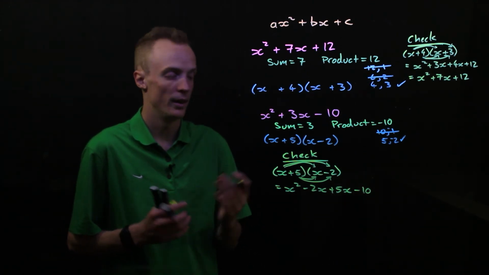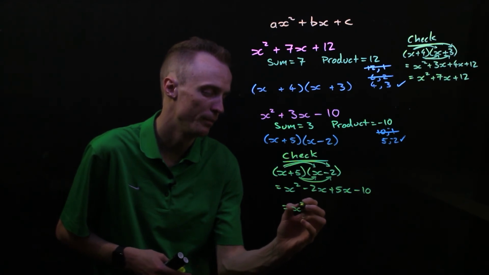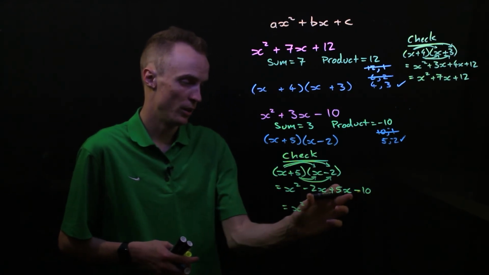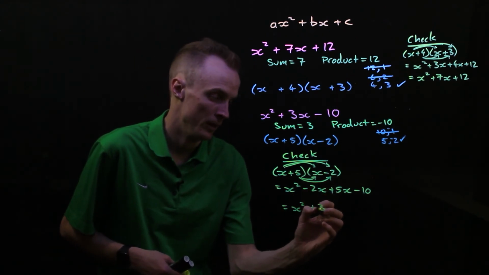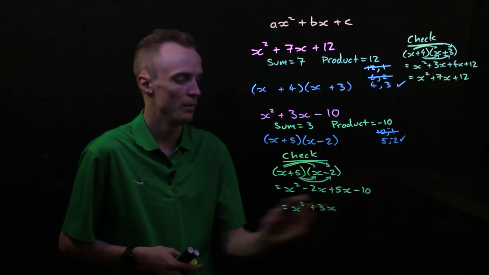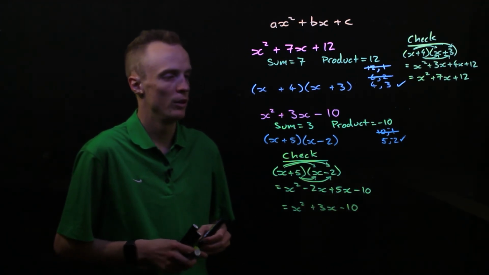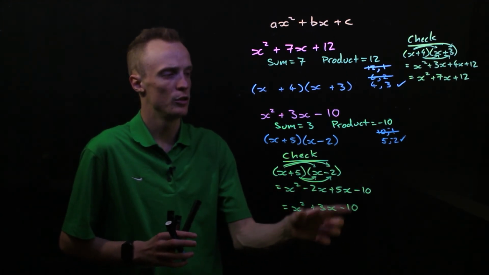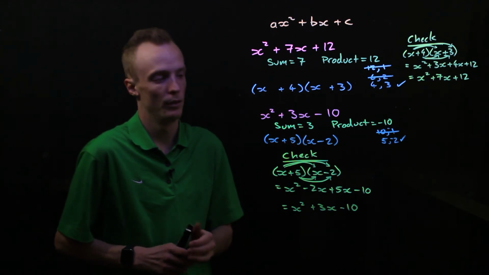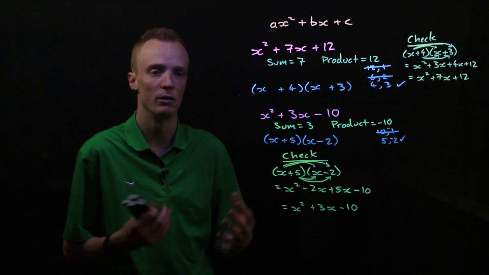And now I'll need to collect like terms. So x squared is the only like term of that one. These two are like terms, so I've got -2 plus 5 will be positive 3, so plus 3x, and then my constant at the end, which will be subtract 10. And what you can see here is I've arrived back, when I expand it back out, to my expanded form that I started with. So it means that this factorisation has been done correctly.